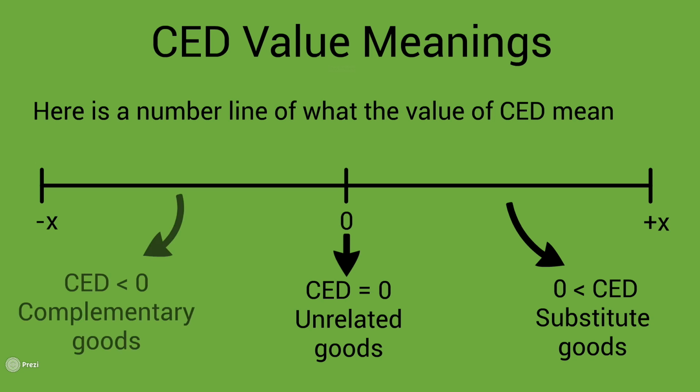A negative value for cross-elasticity of demand means that the goods are complementary goods. A negative value that is close to 0 means that these two goods are weak complementary goods. The example for complementary goods that we used was cheese and wine, and bread and butter.